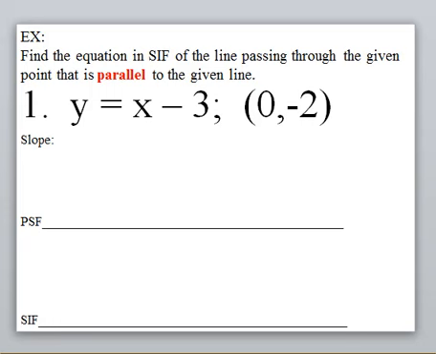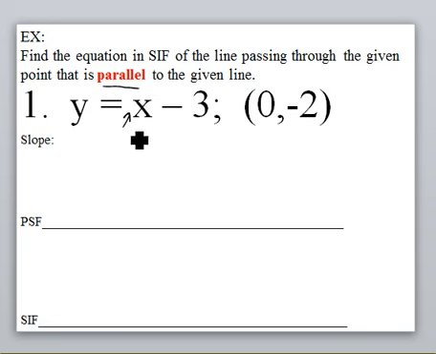So in these examples, I'm going to find the equation in slope-intercept form of the line passing through the given point that's parallel to the given line. I'm asking you to actually find the slope, then we're going to write that in point-slope form, and then we're going to put it in slope-intercept form second. So we'll get started. First of all, since we're trying to find something parallel to it, the first thing I want to do is find the slope of the line that's given.